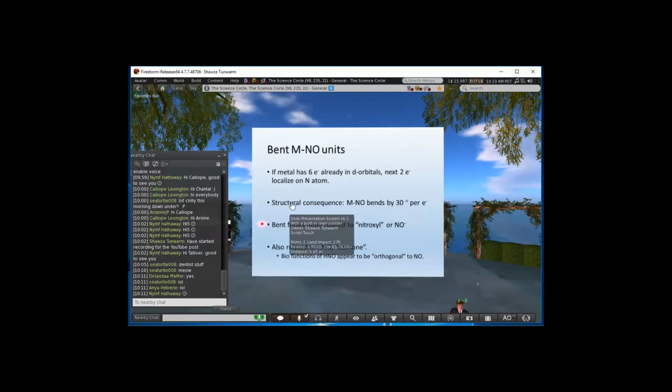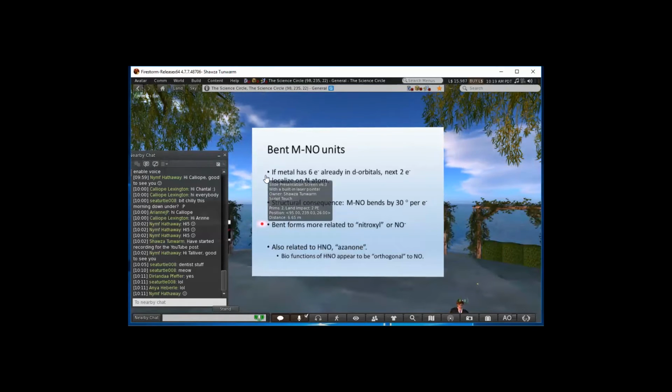So this affects the chemistry, especially in biological systems. If it's linear, a little bent, or very bent, it's going to have some different chemistry. In fact, the very bent form is related to azanone. Not really going to talk about HNO, but the biological functions of HNO appear to be, let's say, orthogonal or complementary to what NO does.